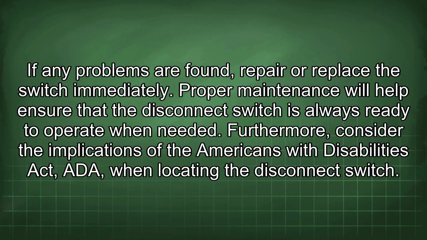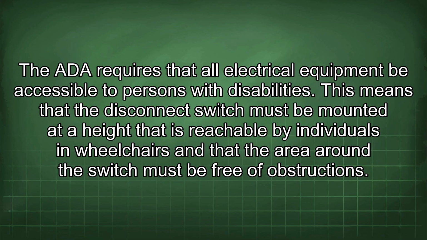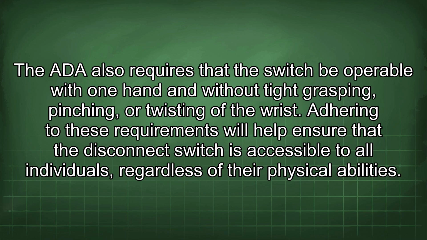Furthermore, consider the implications of the Americans with Disabilities Act (ADA) when locating the disconnect switch. The ADA requires that all electrical equipment be accessible to persons with disabilities. This means that the disconnect switch must be mounted at a height that is reachable by individuals in wheelchairs and that the area around the switch must be free of obstructions. The ADA also requires that the switch be operable with one hand and without tight grasping, pinching, or twisting of the wrist. Adhering to these requirements will help ensure that the disconnect switch is accessible to all individuals, regardless of their physical abilities.